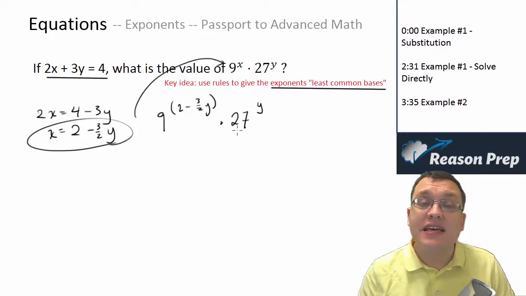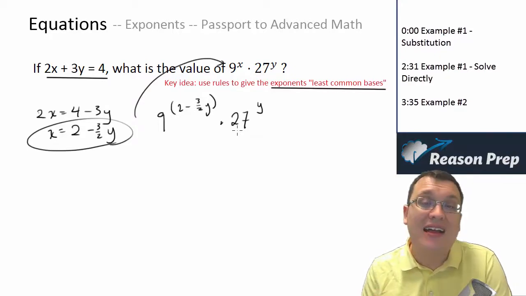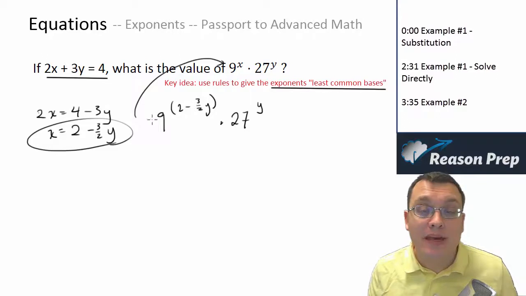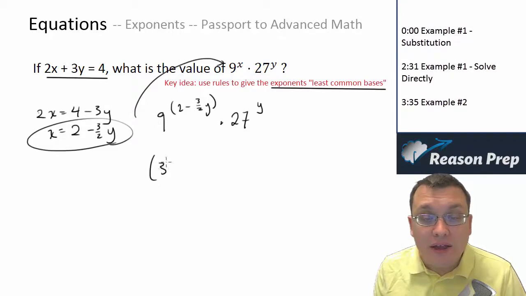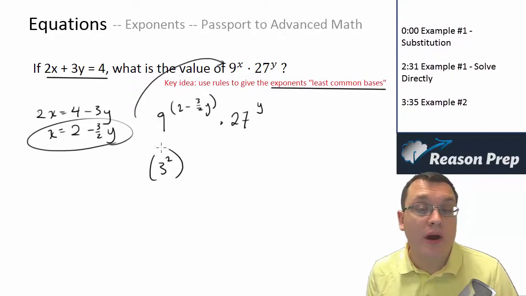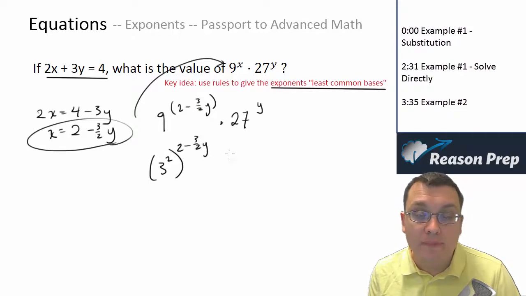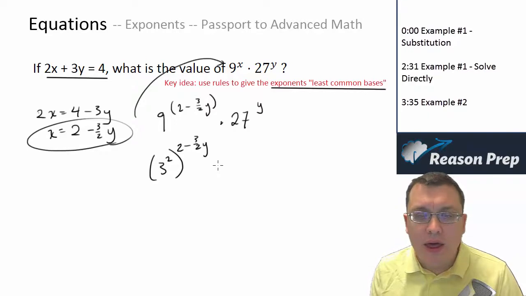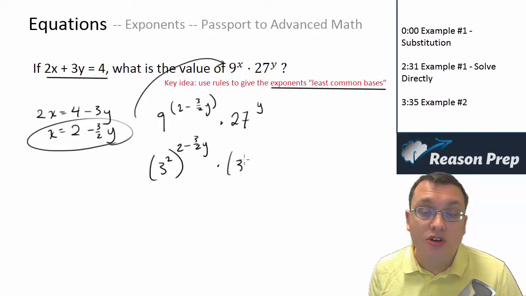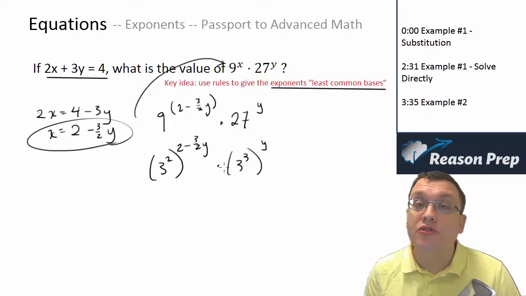And now we get to the key idea. In order to go any further, I need to be able to get these to common bases. If I think about 9, as we've seen previously, this is just 3 squared. So I'm going to write that as 3 squared to the 2 minus 3 halves y. 27 is the same thing as 3 cubed. So that's 3 cubed to the y.